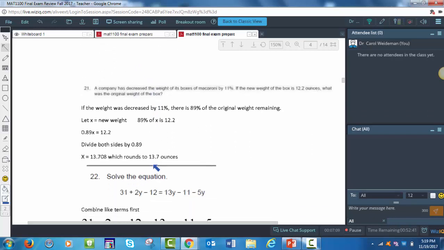A company has decreased the weight of its boxes of macaroni by 11%. If the new weight is 12.2, what was the original weight of the box? And this should, right here, not say new weight, it should say original weight.